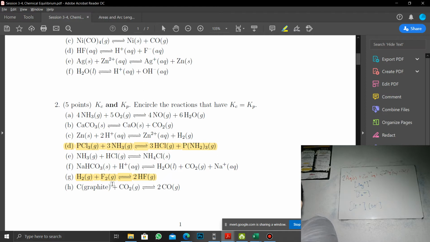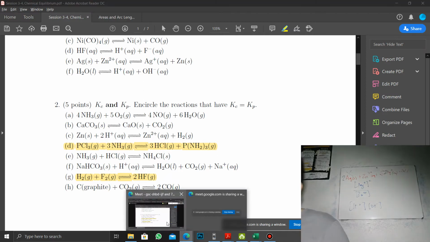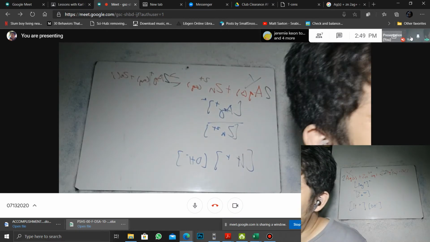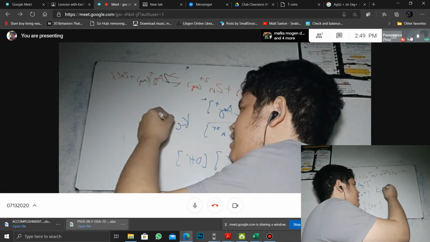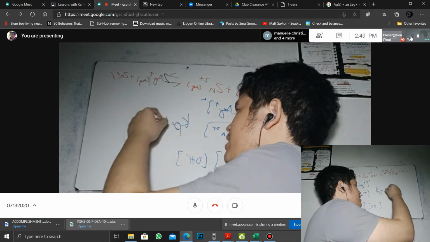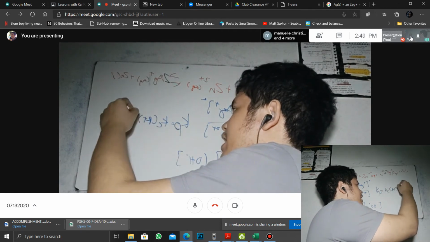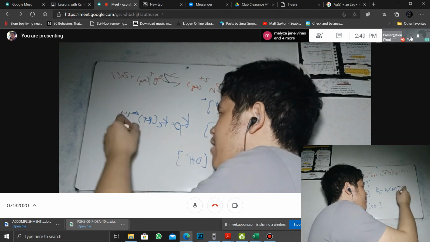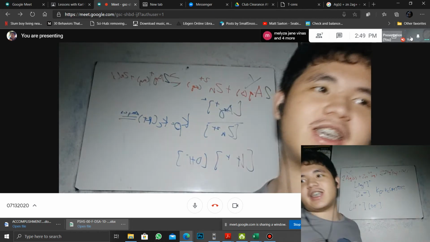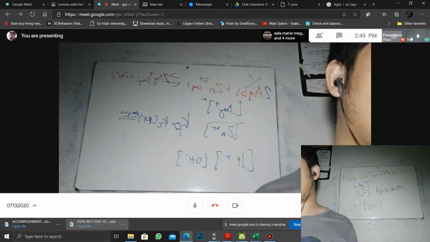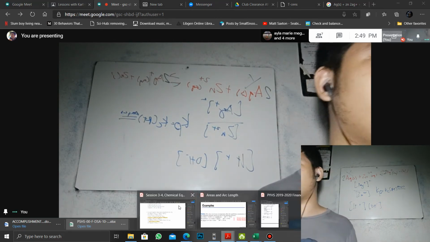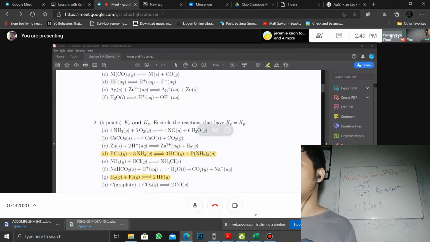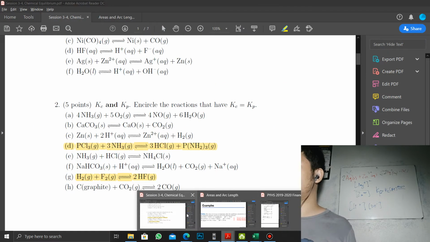Kasi, di ba, Kp equals Kc RT raised to delta N gas. Kc equals Kp if delta N gas is 0. Ayan. So, yun lang. Kino-compare lang natin kung saan equal yung moles. No? Sige. Okay, that's for number 1 and 2.